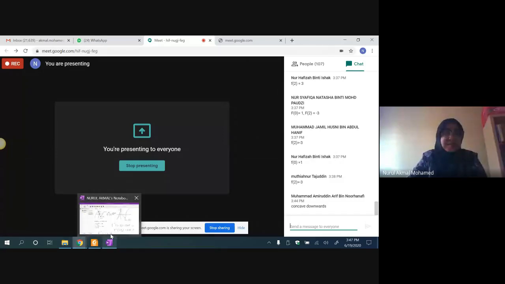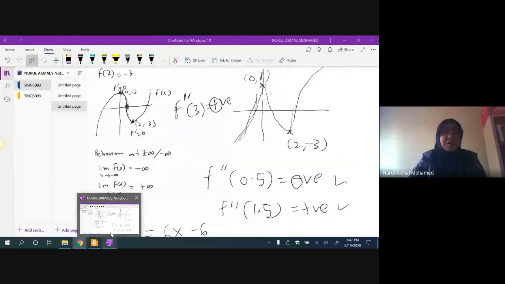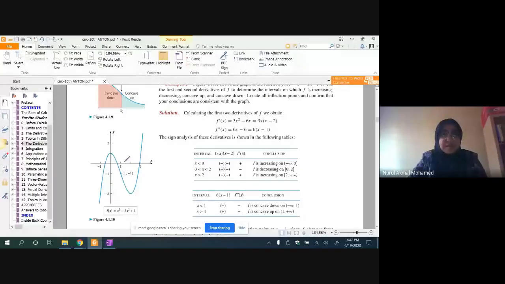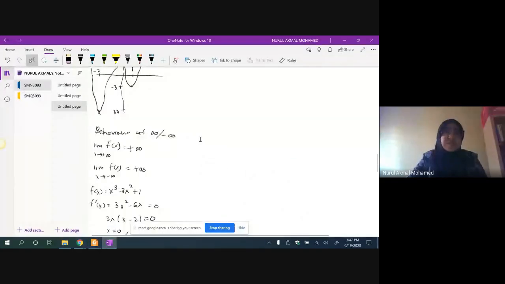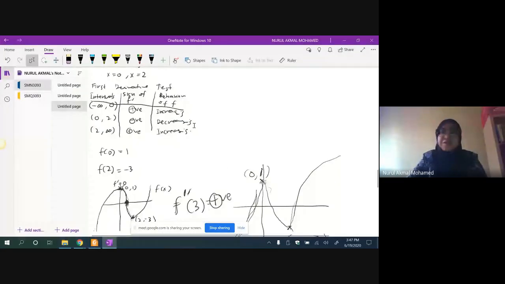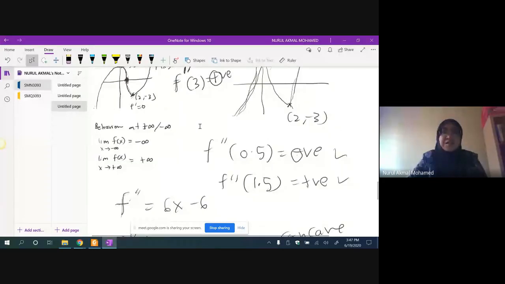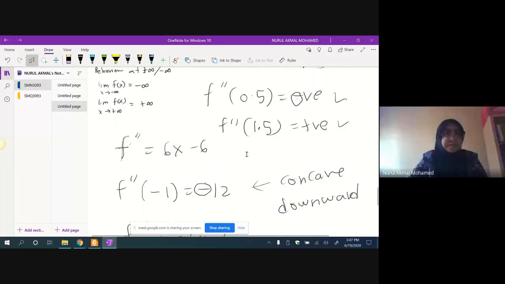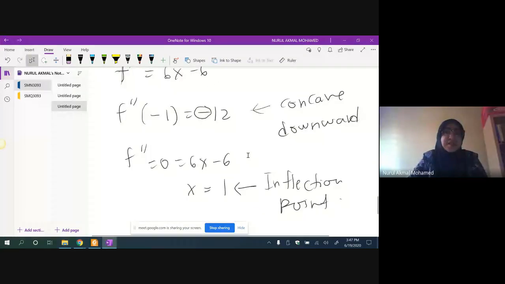Okay, so that is how you draw the graph. And if you look at this graph here, it looks similar to our graph. We have done the first derivative test by using this table, and obviously we can do the second derivative test as well. And we also find the inflection point. Okay, next.